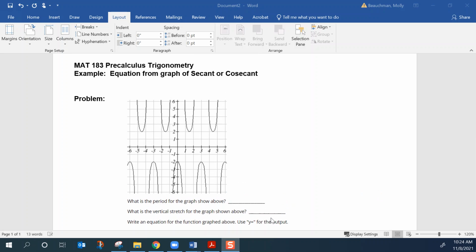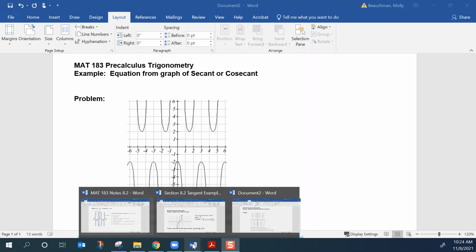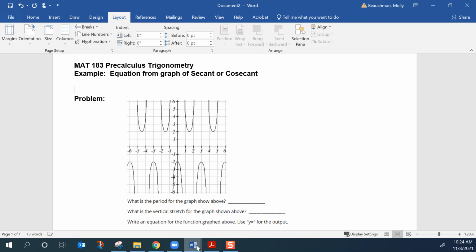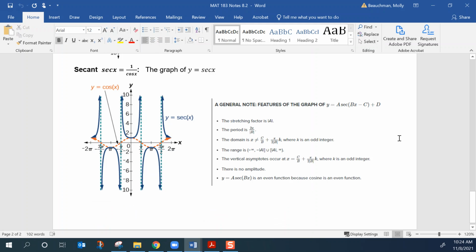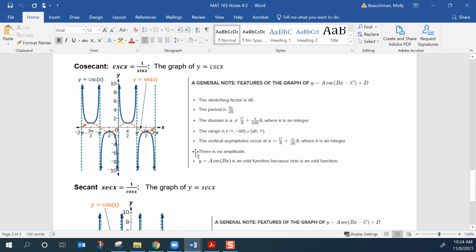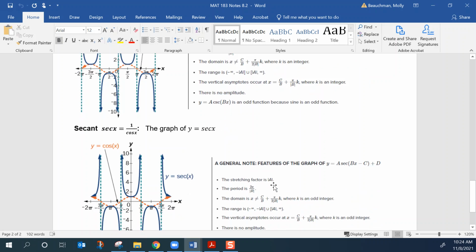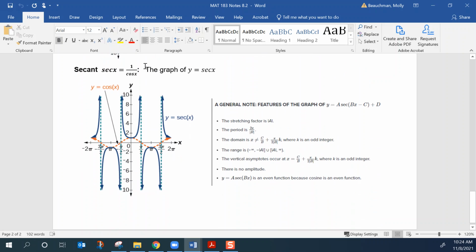cosecant. So if you take a look at our notes for section 8.2, let me open those. The graph of the secant function starts and centers around the y-axis. The graph of the cosecant function starts at 0, and the first period goes between 0 and pi. So this graph is even, basically, with half on one side of the y-axis and half on the other side, so we're going to go ahead and use the secant.